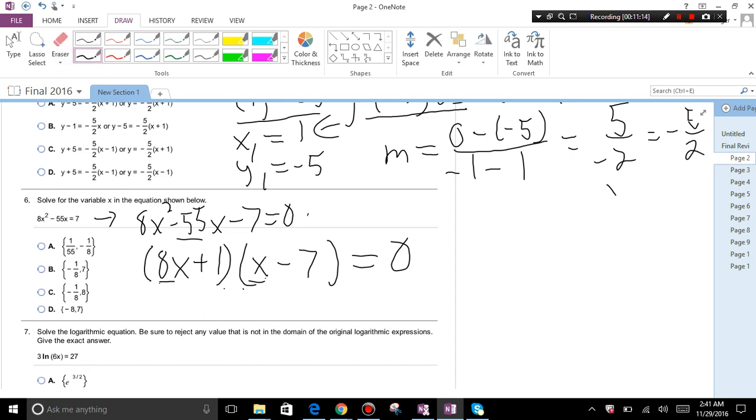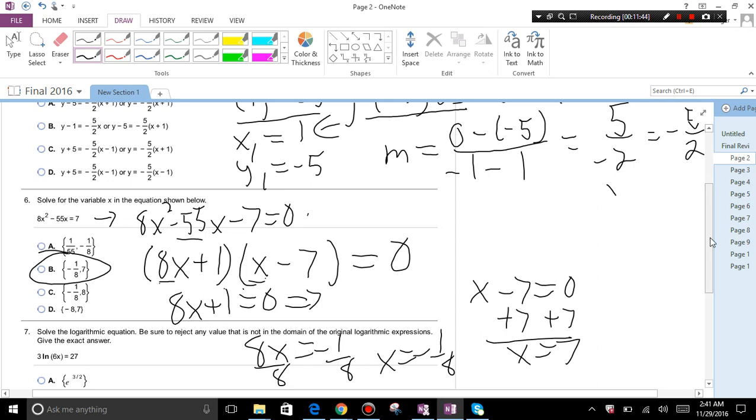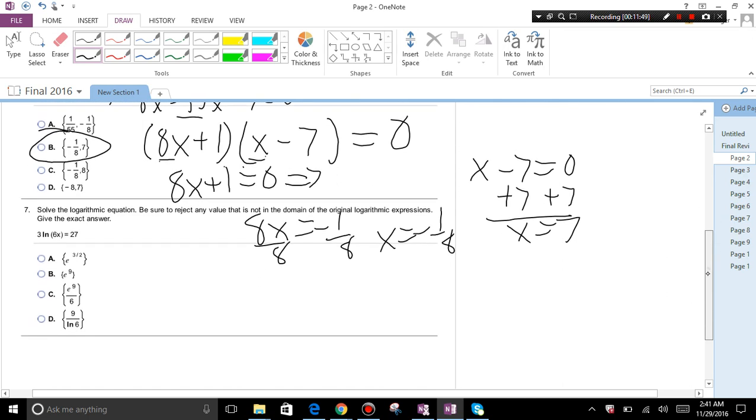So now you set them each equal to 0. 8x plus 1 equals 0, and x minus 7 equals 0. Solving this one over here first, you get immediately that x is 7. Over here, 8x plus 1 equals 0. That means, subtracting 1 on both sides, that 8x is equal to -1, and dividing both sides by 8, you get that x is equal to -1 over 8. And the answer is B. So this problem was about factoring, and the one that you'll be given, you'll have to factor that for sure.